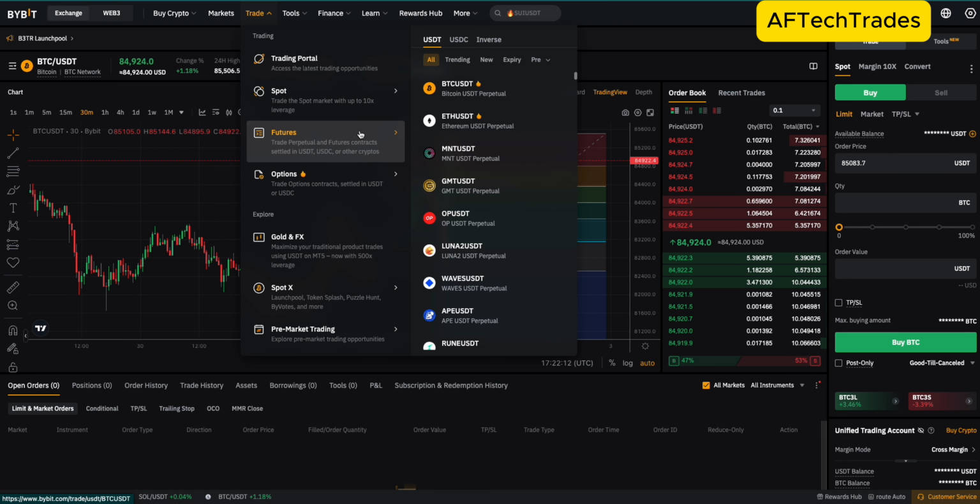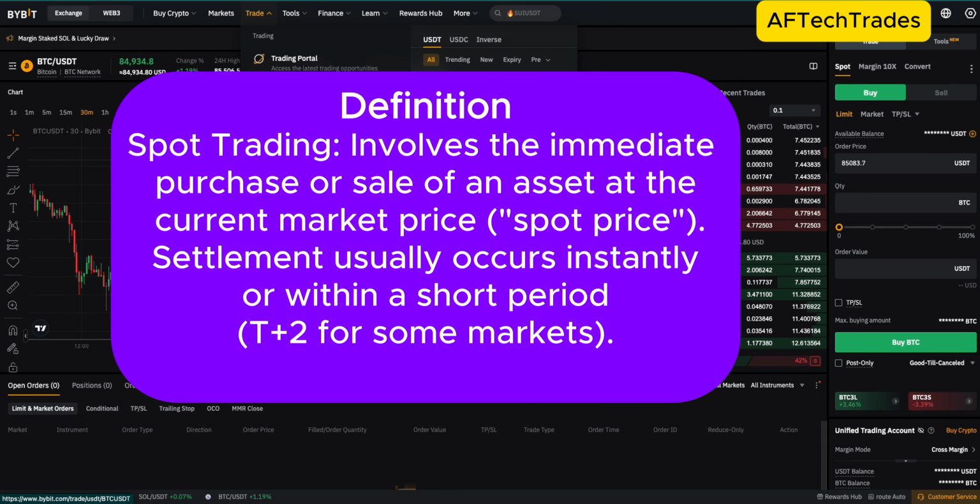So let's dip into the differences between spot trading and futures trading, for those that don't know it, or for beginner traders. In our next video, I'll teach you how to trade spot trading perfectly. So spot trading involves the immediate purchase or sale of an asset at the current price.